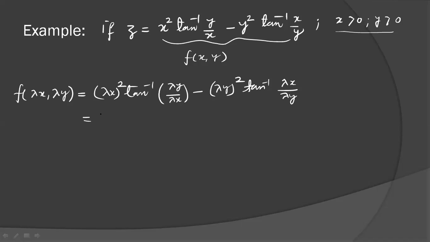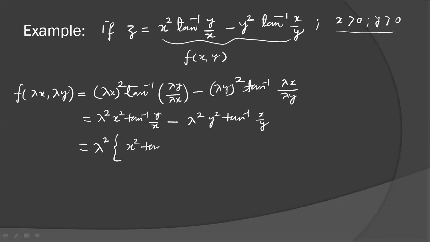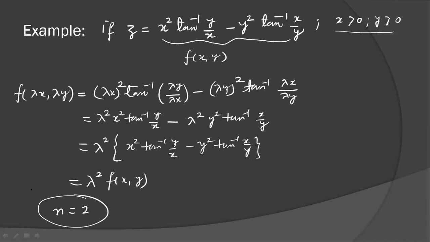So here it will be lambda square x square tan inverse y by x minus lambda square y square tan inverse x by y. We can see that lambda square is perfectly outside x square tan inverse y by x minus y square tan inverse x by y. Or it can be written as lambda square into f(x,y). So it is a homogeneous function with degree 2.